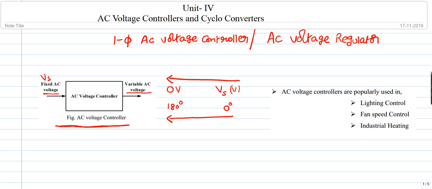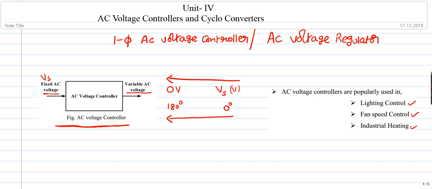So because of these advantages, AC voltage controllers are popularly used in lighting control, fan speed control, and industrial heating. So if you connect a light load at the output of AC voltage controller, it gives variable voltage. So if you give this variable voltage to the light, the intensity of the light will change based upon the voltage. If you are having more voltage, more intensity of the light. If you are having the low voltage, low intensity of the light. So if you want to change the intensity of the light, we can use the AC voltage controller.